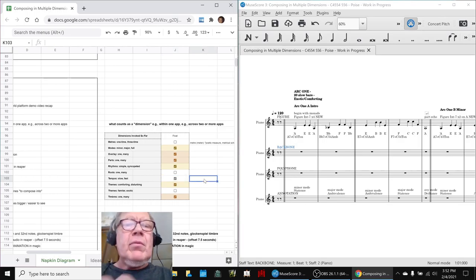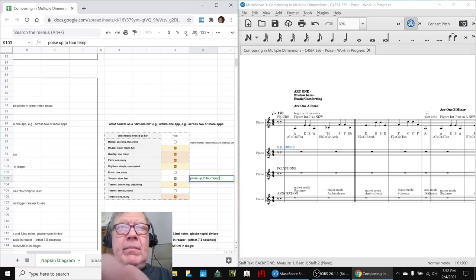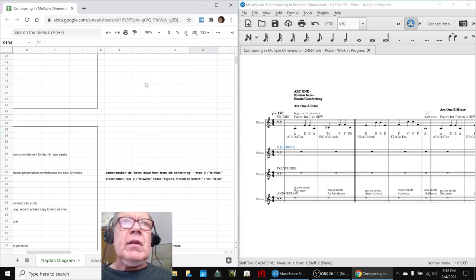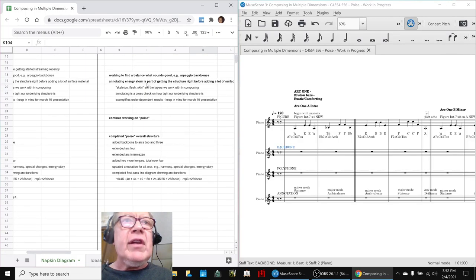We also now are up to four separate tempos, so our dimension of tempo, which is one of our ideas of multidimensional computing within a part, is here. So we are definitely, at least for poise, up to four tempo changes, tempos with all their associated changes. So that's giving us definite multi-dimension. We have no timbre changes, so we'll be counting that eventually.